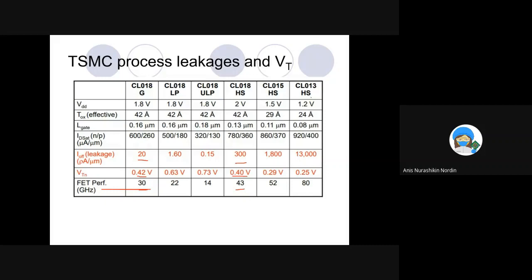Okay, now let's look at the last one over here. This one, they reduce the VDD much more. This is a smaller technology, 1.2 volts. Thickness of oxide is 24 angstrom, also reduced from 42. The gate is much smaller, half the size of the initial one, 0.08 micron. Leakage current, look at this, 13,000 picoampere per micrometer. Very high current, very high leakage. Threshold voltage is much, much lower. So you can see here, when you reduce the threshold voltage, the leakage becomes much higher. Frequency is also very high. This small gate can have very high frequencies.